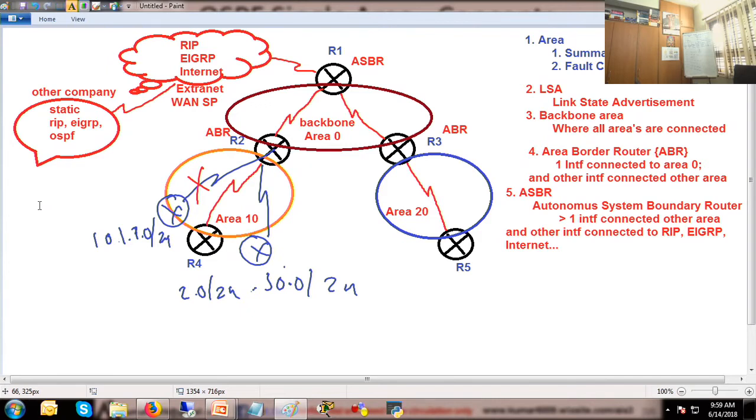Now, let me explain internet, extranet and intranet. What is internet? Internet is public WAN. Extranet is private WAN, different organizations. Intranet is private WAN, same organization.